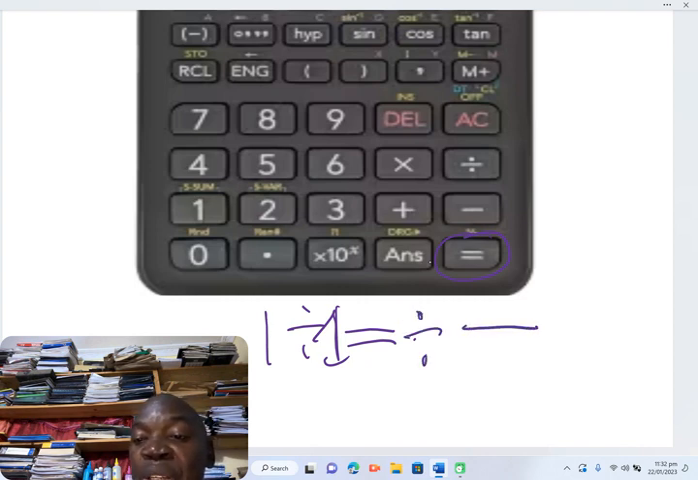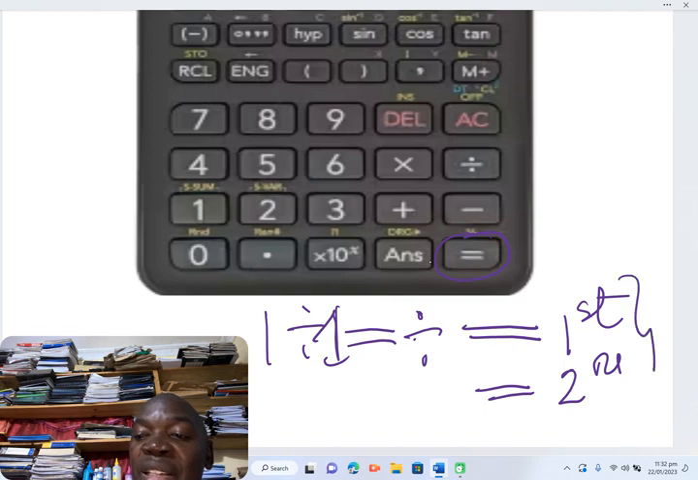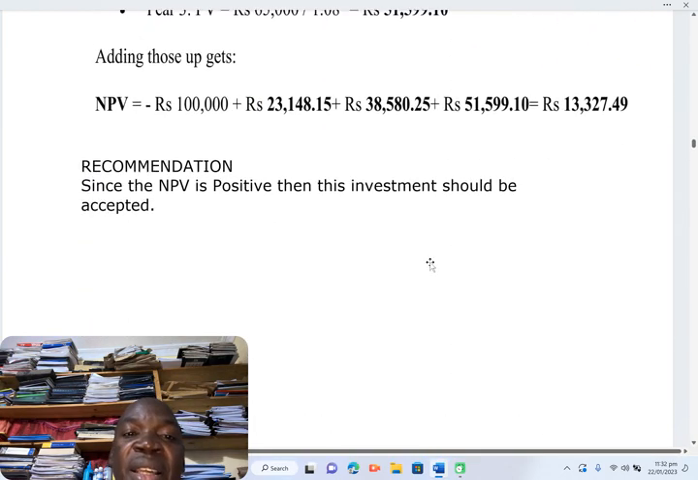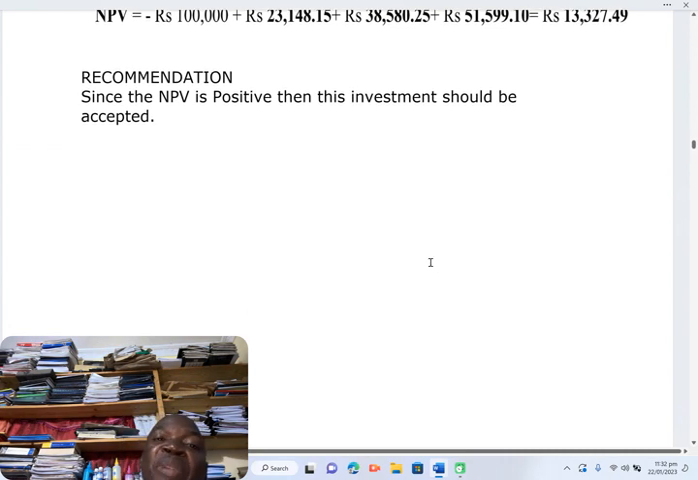And then you place equal sign to have first number. You place equal sign to have second number, etc., etc. So that is the problem number 2. So recommendations are here again.